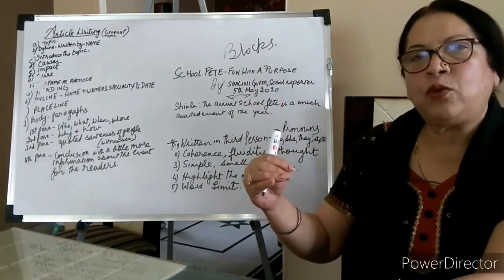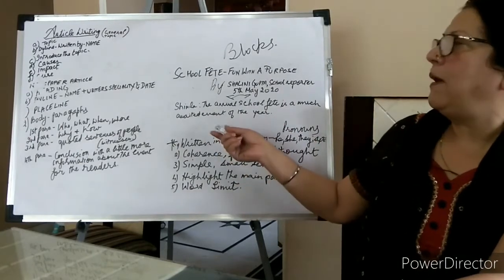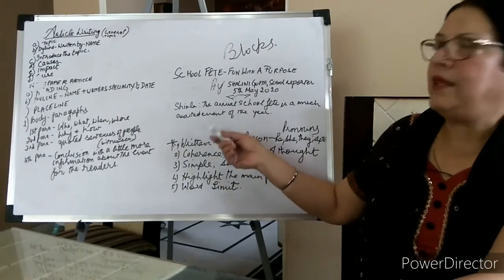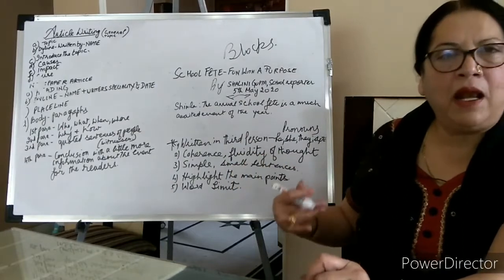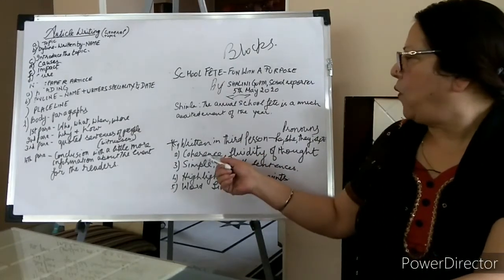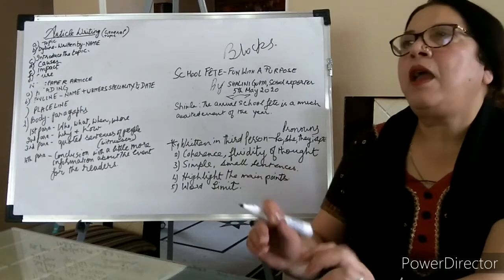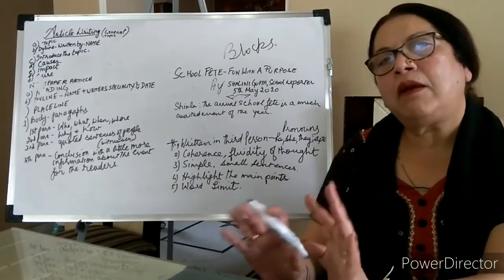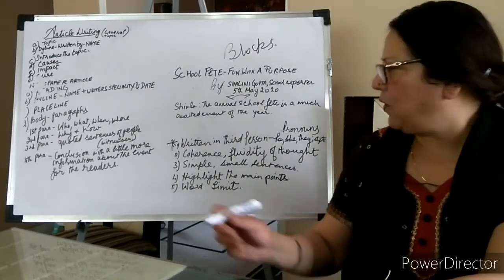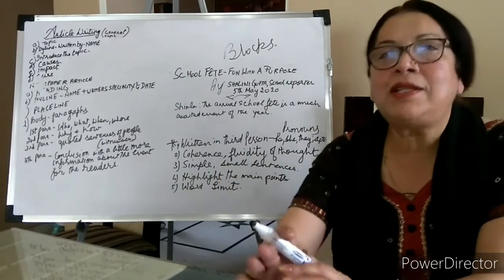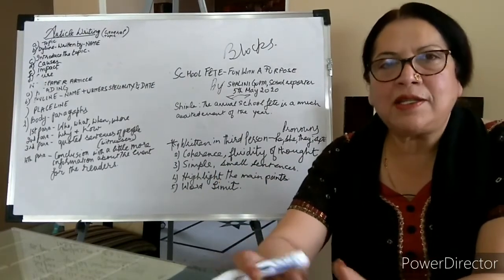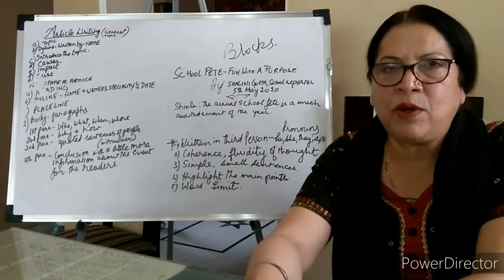It should flow smoothly. The most important part should come first, and the less important fact should come a little later. So coherence and fluidity of thought should be there. And remember, try to write in simple language, and make small sentences, because the smaller the sentence, the fewer grammatical errors there will be.